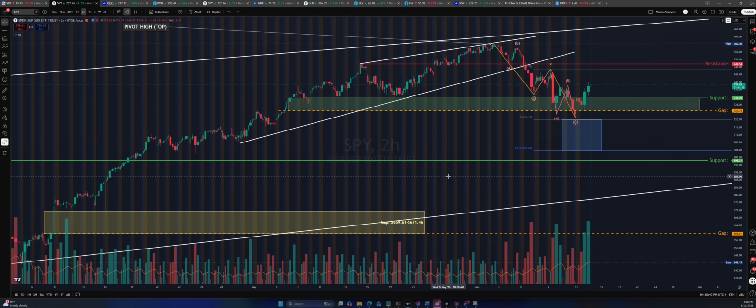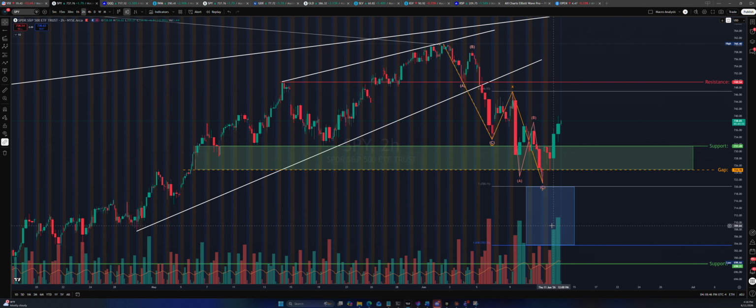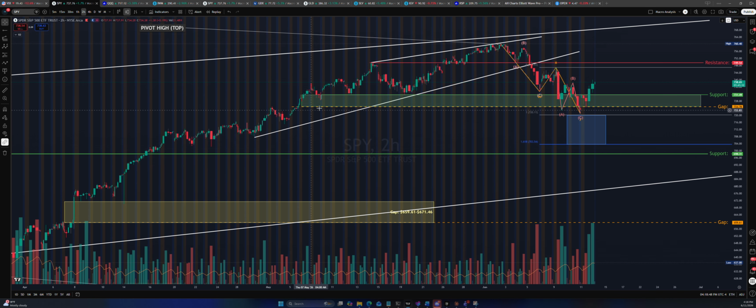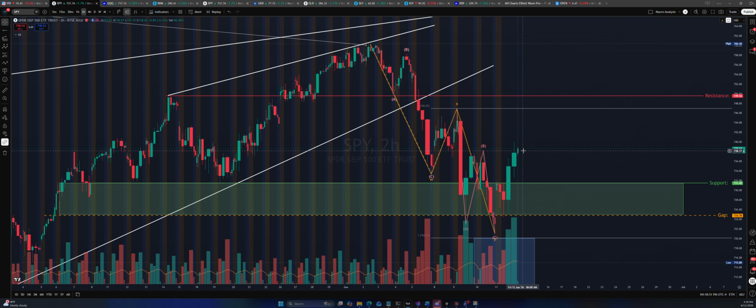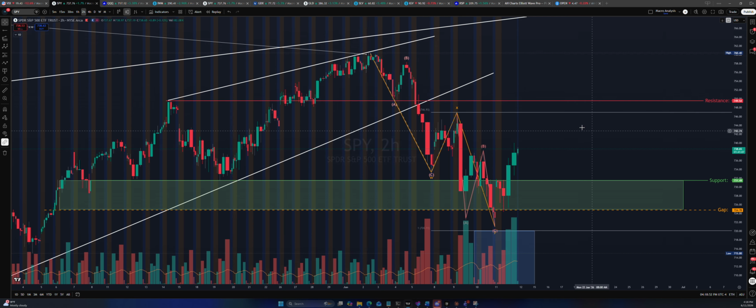Now let's look at this from a volume price analysis perspective. From a volume price analysis perspective, if you look at the volume at this area stepping in here, look at buyers stepping in here.